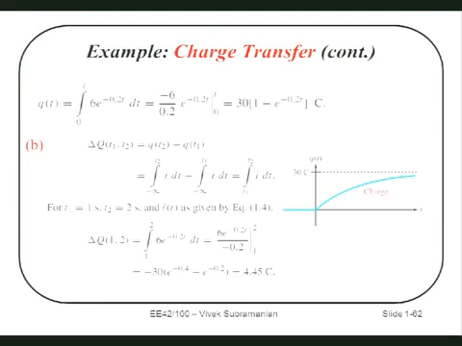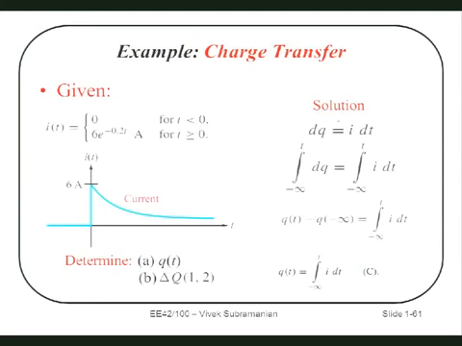Okay, let me ask you a question. Go back to the curve. Look at this curve right here. The current drops with time. Yet delta q 1, 2 was a positive number.